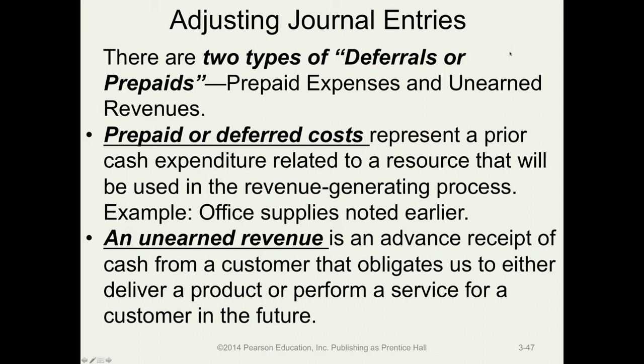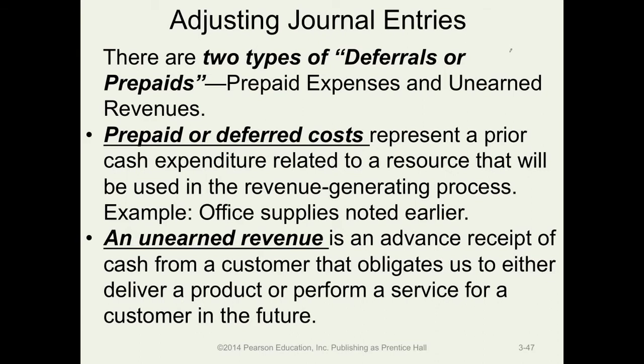Now, let's look at the two types of each. There are two types of deferrals, two types of accruals. So let's start with the deferrals. As far as the deferrals are concerned, there are prepaid expenses and unearned revenues. On a prepaid or a deferred cost, it represents a prior cash expenditure that was made, and it's related to a resource or a benefit that you'll receive in the future. And again, you're going to use that in the revenue generating process.